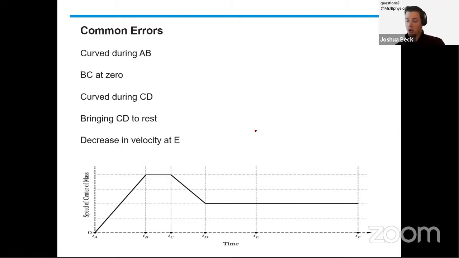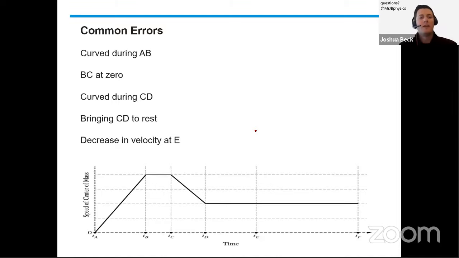Now, what would make something curved? Well, it would be curved if the acceleration was changing. But in order for the acceleration to change, we'd need to have the force varying. And we're told that this little plunger applies a uniform force. So that means a uniform acceleration. So we've got to have a straight line.